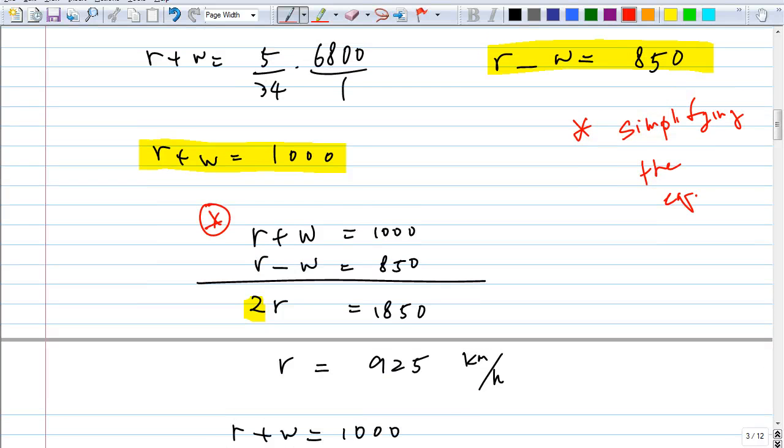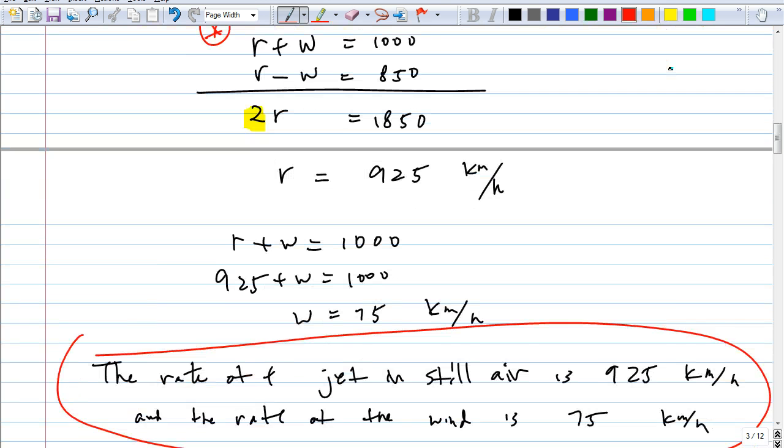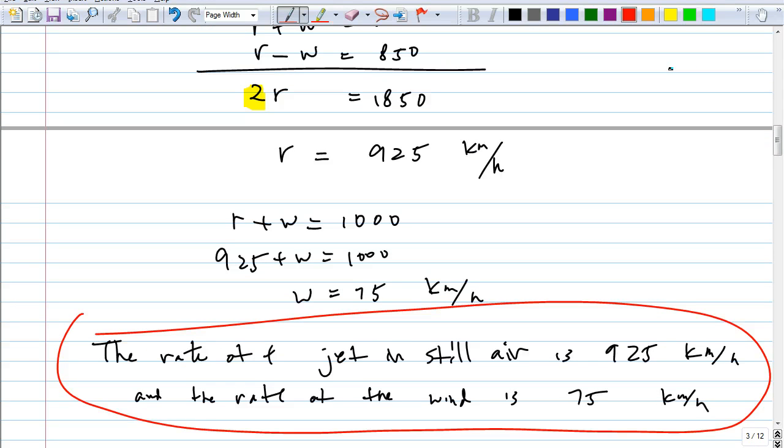Now, would it work on the second equation too? What would be 925 minus 75? Does that equal 850? Yeah, so you can kind of check. So it works. So here's your answer. The rate of the jet in still air is 925 kilometers an hour. And the rate of the wind is 75 kilometers an hour.